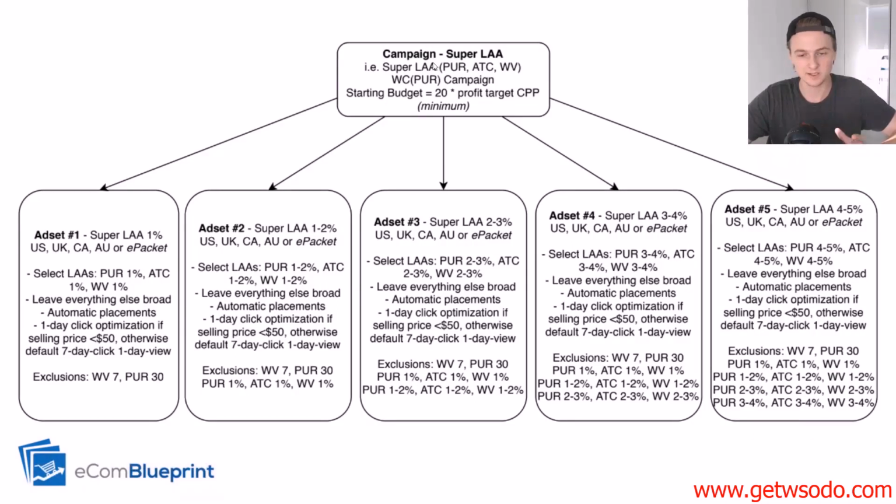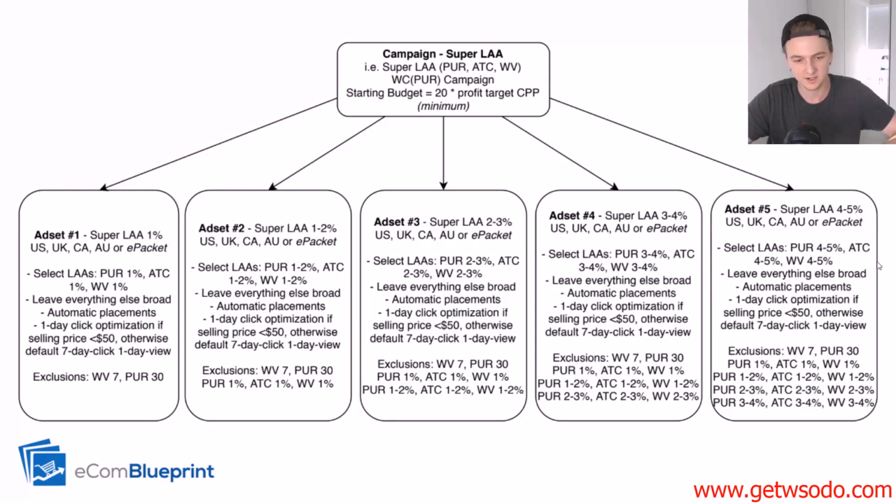So the campaign is super lookalike. This is just an example. Let's say that you're using purchase, add to cart, and website visitors lookalikes for the super lookalike. The optimization goal is website conversions purchase. And the starting budget, same thing, 20 times your profit target cost per purchase minimum.